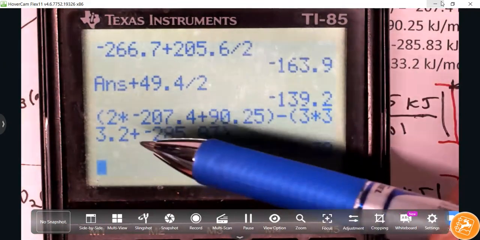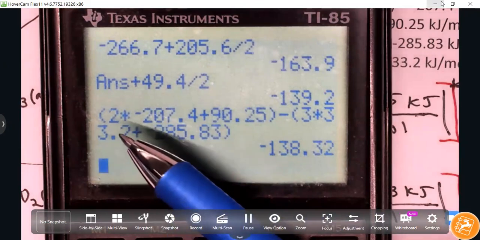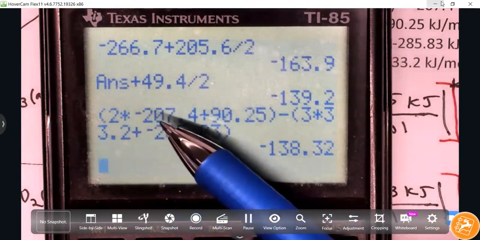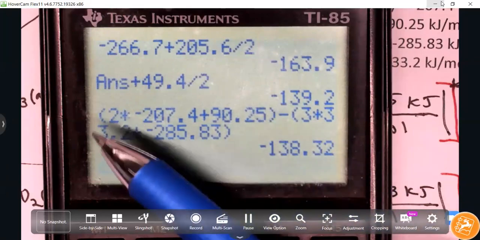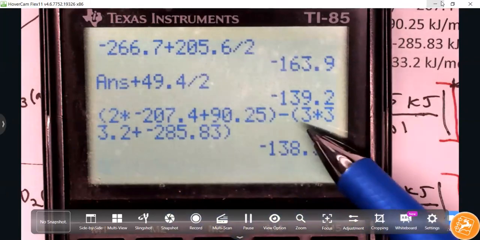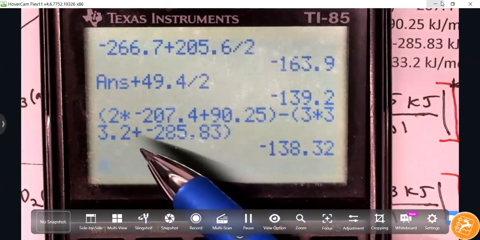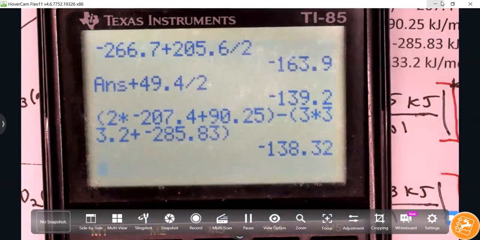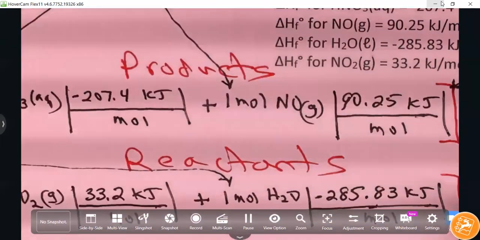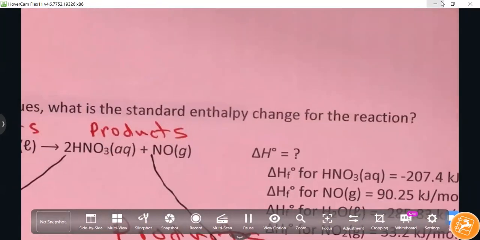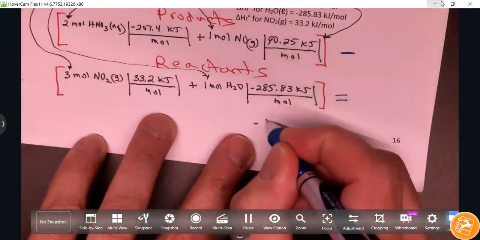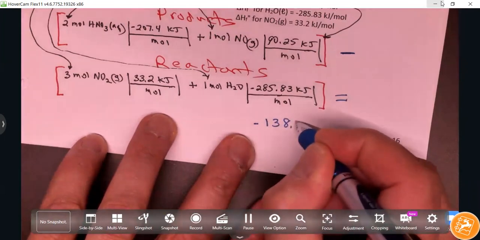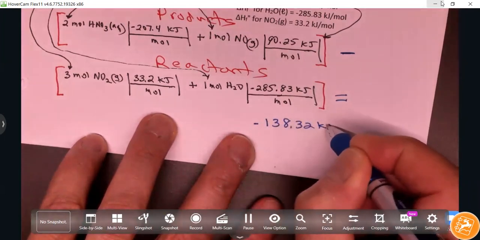This is the most efficient way to do this, because you know it's going to do this multiplication first, then it's going to add this. So that's going to take care of the products, and it's going to do this multiplication here. I went plus the negative and negative. Negative 138.32 kilojoules.